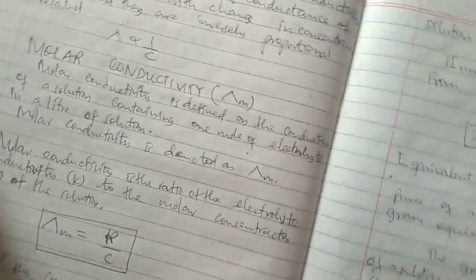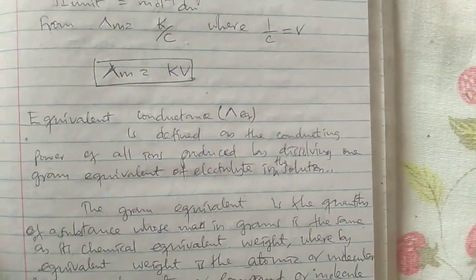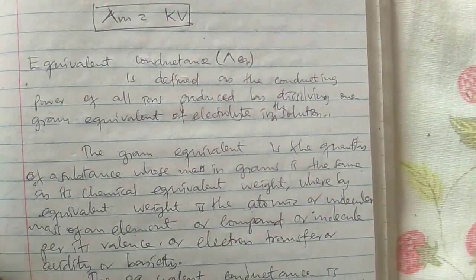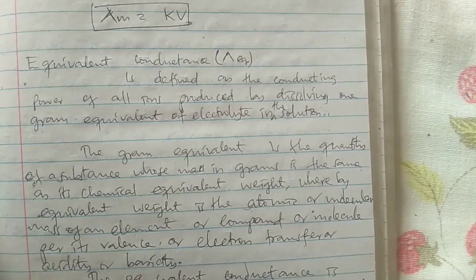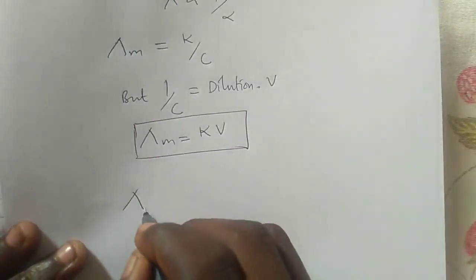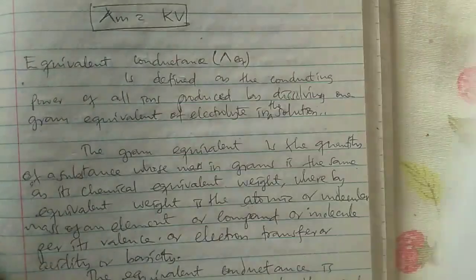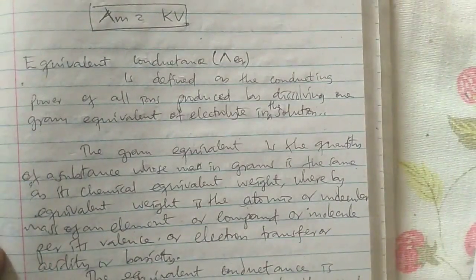Again, from there, we had the concept of equivalent conductance. Equivalent conductance we define as the conducting power of all ions produced by dissolving 1 gram equivalent of electrolyte in solution.